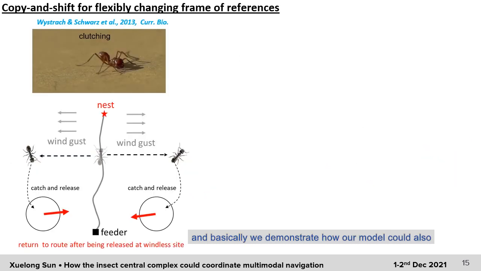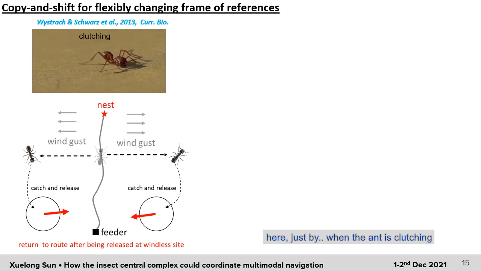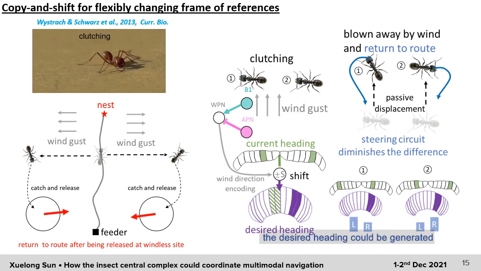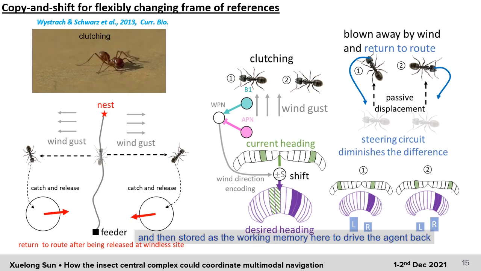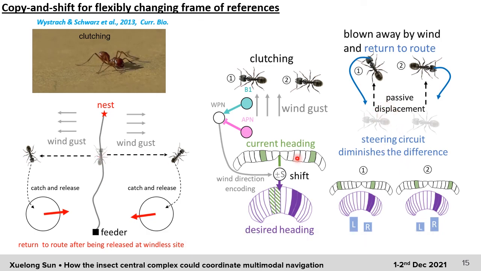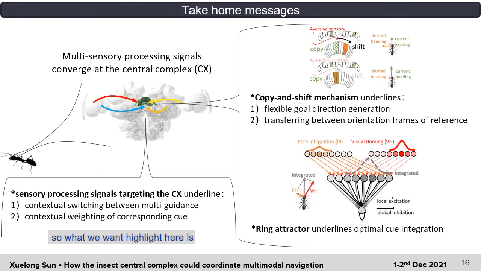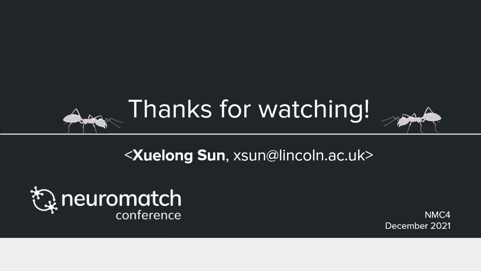Basically, we demonstrate how our model could also provide the first account for the flexible changing of frames of reference. Just when the ant is clinging, the desired heading could be generated by the encoded wind direction and then stored as a working memory to drive the agent back. So what we want to highlight here is these three mechanisms. Thanks for watching.